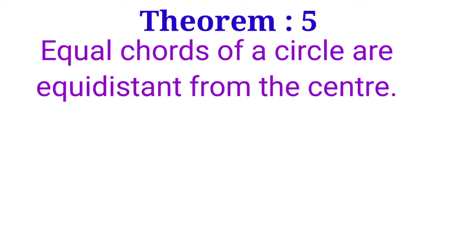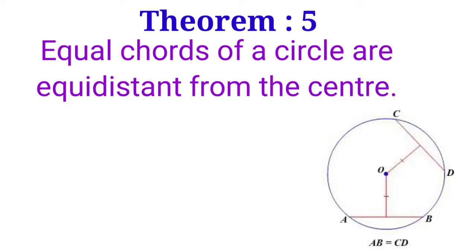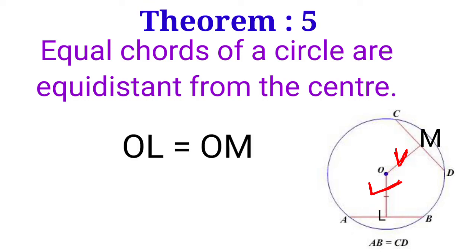Theorem number 5. Equal chords of a circle are equidistant from the center. Two chords are given in this circle, chord AB and chord CD, and both are equal. We have to prove that the distance of these chords from the center is also equal. So what is the distance from the center? It is OL and OM. So we have to prove OL is equal to OM.